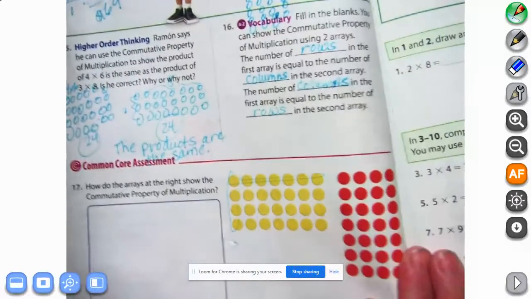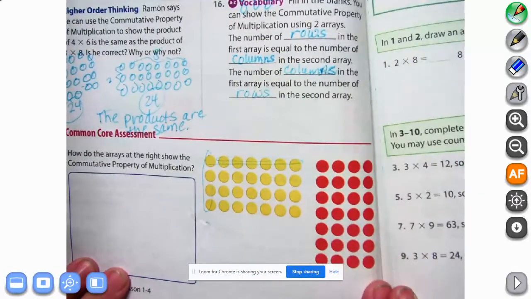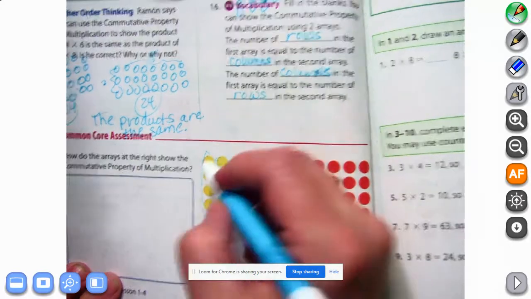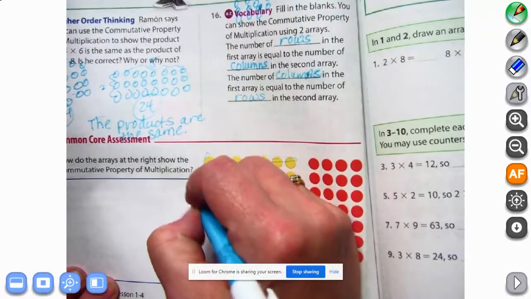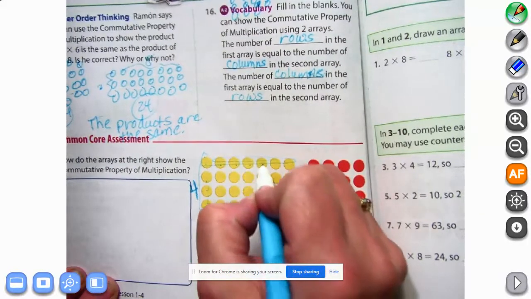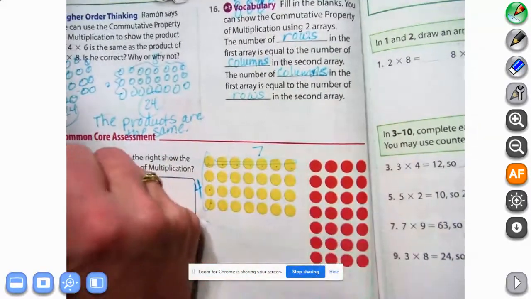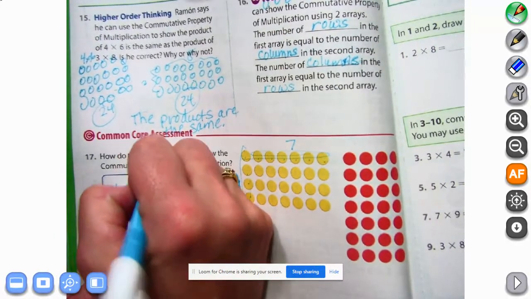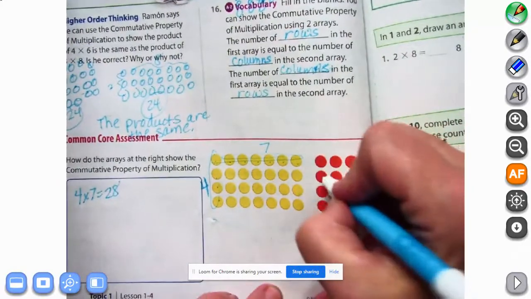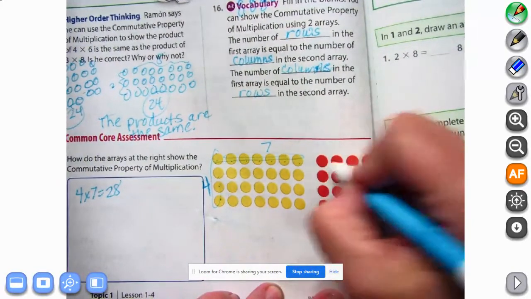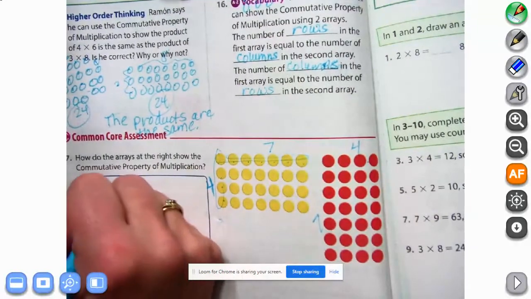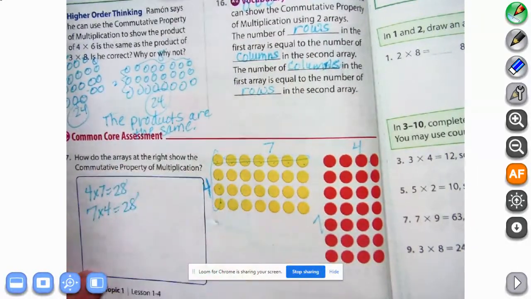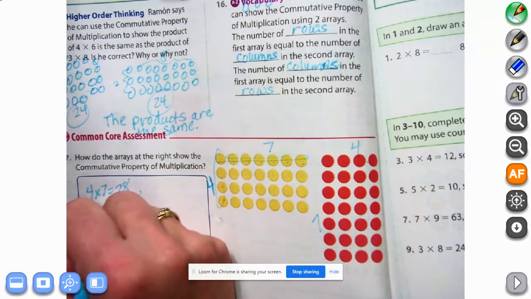Okay, number 17. How do the arrays at the right show the commutative property of multiplication? So we have 1, 2, 3, 4 groups of 1, 2, 3, 4, 5, 6, 7. So we have 4 groups of 7, and that's 28. And then this side we have 7 groups of 4, which is 28. Yes, they show that.